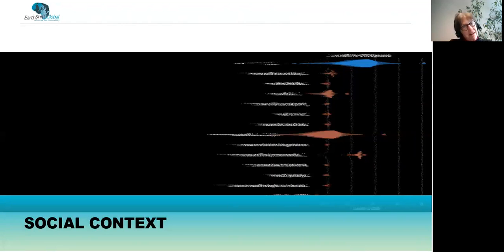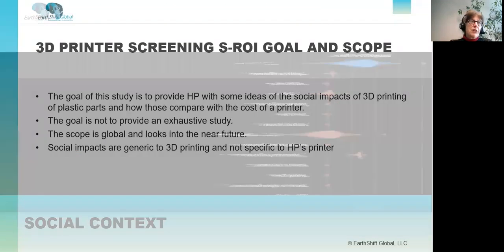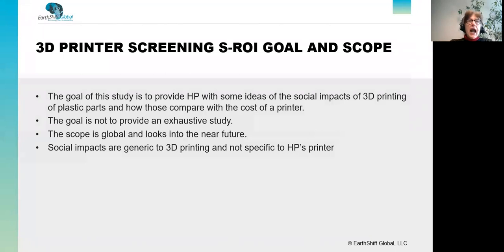We also looked at HP, at 3D printing in general from a social context. Where are people concerned about 3D printing? And so we did actually an SROI. So we did some of the social screening that the anticipatory approach looked at, but we went further and actually monetized that. I'll show you a little of that, but I think the important part for the anticipatory approach is really considering who is affected by this and how are they affected.